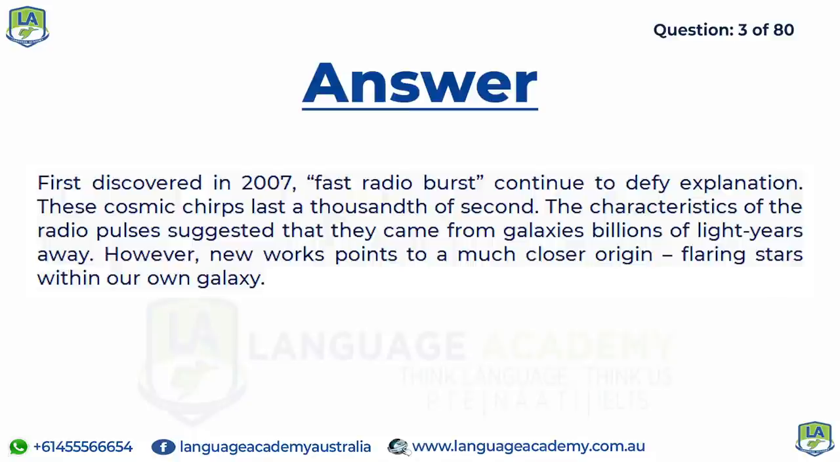First discovered in 2007, fast radio bursts continue to defy explanation. These cosmic chirps last a thousandth of a second. The characteristics of the radio pulses suggested that they came from galaxies billions of light years away. However, new work points to a much closer origin, flaring stars within our own galaxy.